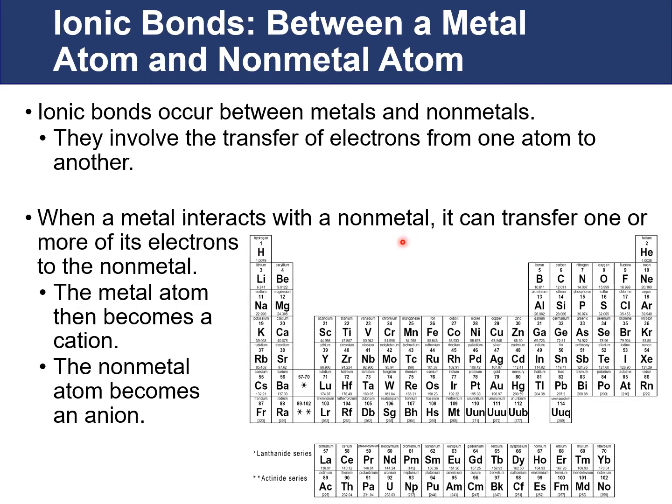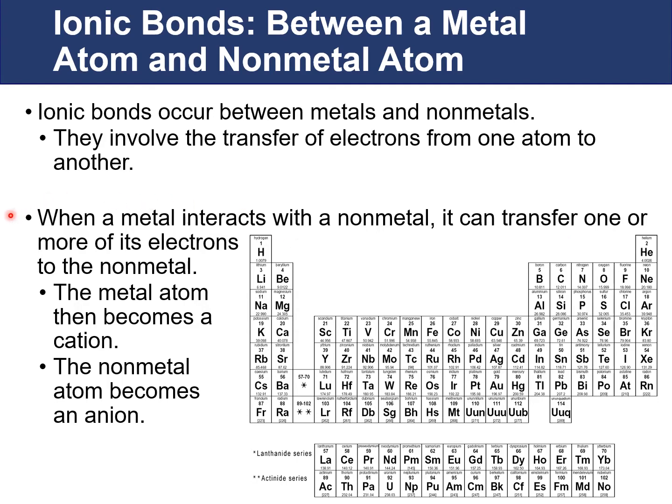If a bond comprises one atom from the metal section and one atom from the non-metal section, then it will be an ionic bond. And that's because metals readily give up an electron, and non-metals have a high affinity for electrons, meaning that they will tightly hold on to those electrons.